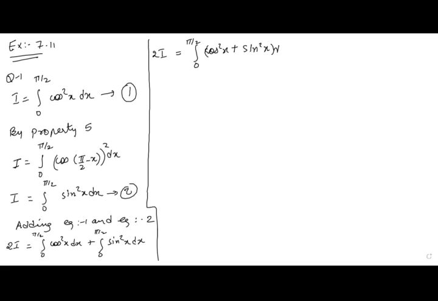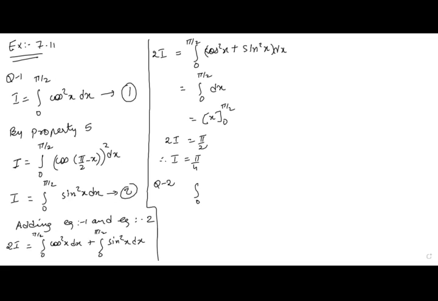You can see that this is your identity, sine square x plus cos square x will be 1. So integration dx is just x from 0 to pi by 2. So pi by 2 minus 0 will give me pi by 2, but this is the value of 2I. The value of I is pi by 4. Right. We want the value of I only.